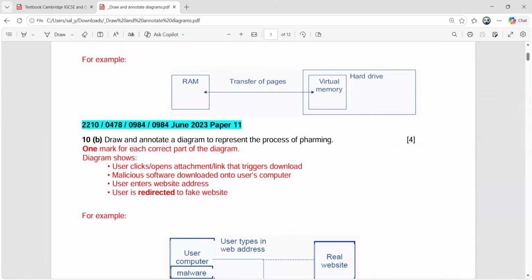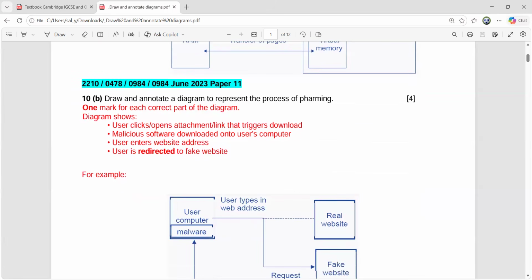Now, the next question is 2210, 0478, 0984, June 2023, paper 1-1, where we can see the question is: draw and annotate a diagram to represent the process of pharming. First of all, you need to be very clear about what pharming is. If you are clear about pharming, then there will be no problem. Here, 1 mark is awarded for each correct part of the diagram. What they expect you to draw: users clicking or opening an attachment or link that triggers the download.